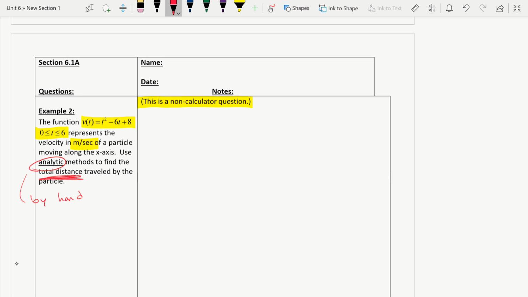Okay, well, let's break it down into pieces. Total distance would be the integral over the whole time of the absolute value of the velocity function, which would be the integral of 0 to 6, absolute value, t squared minus 6t plus 8.